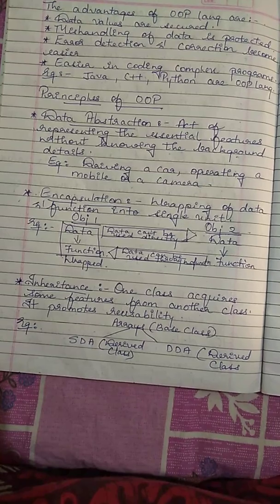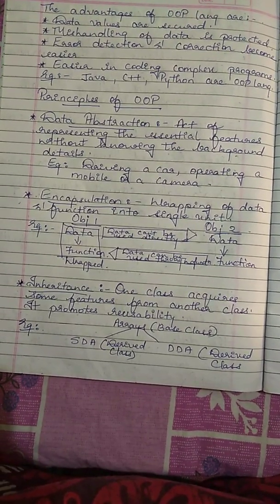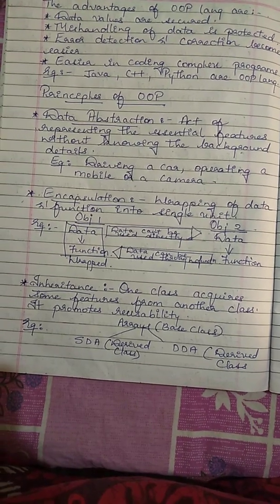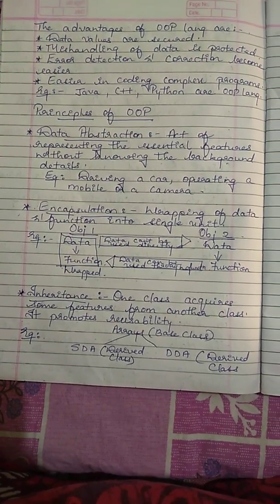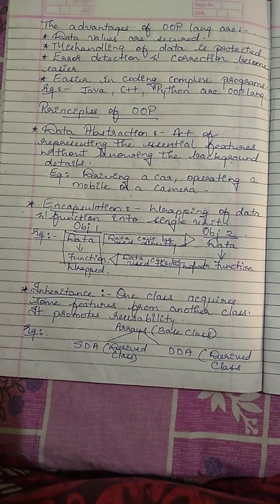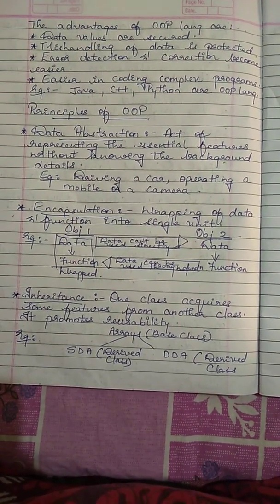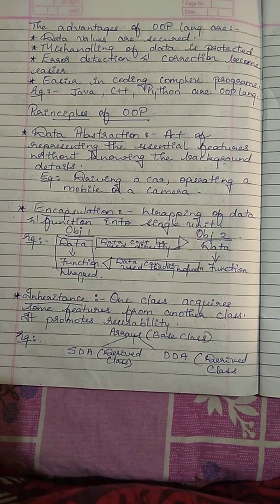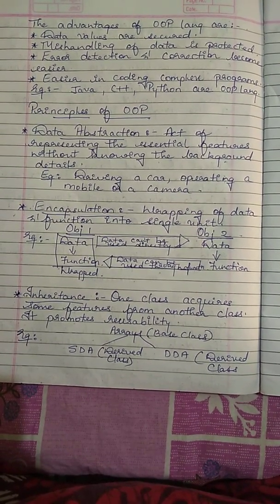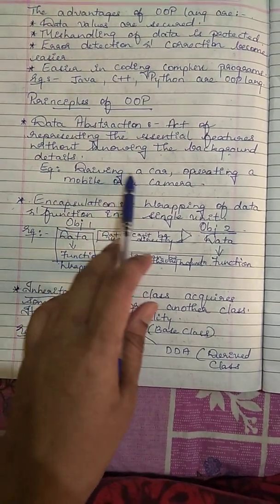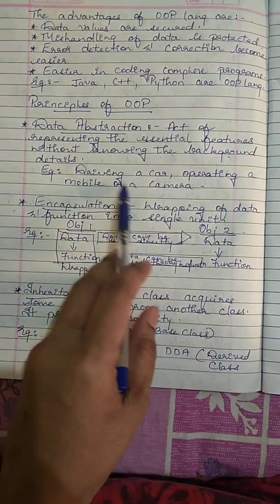The act of representing the essential features without knowing the background detail is known as data abstraction. Okay, so you might have understood this definition. That means you are representing the essential features, but you are not aware of the background detail of what you are working with. Now for example, take an example of driving a car, operating a mobile or a camera.